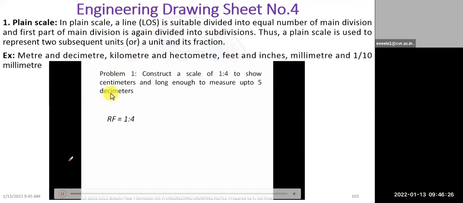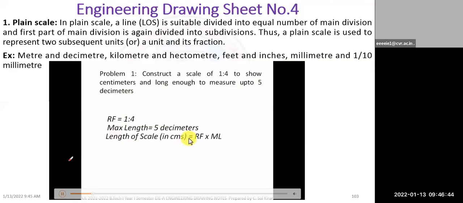So we have this representative factor, that is 1:4. Or you can also say that the true dimension will be reduced by 4 times. Now, guys, the scale that we're supposed to prepare should be able to measure up to 5 decimeters. So the maximum length is obviously 5 decimeters. Let's move ahead and get the value of length of scale.